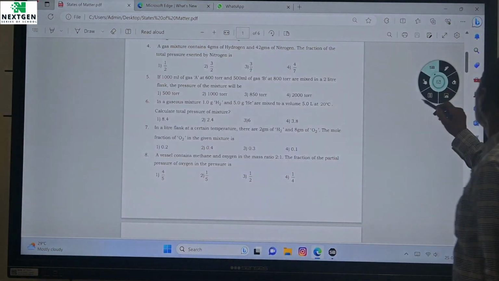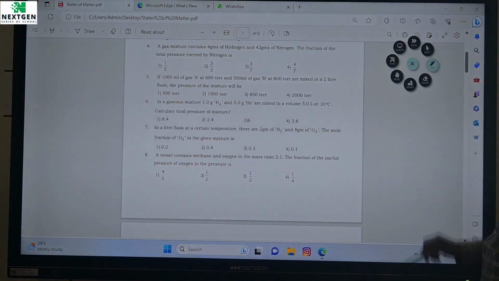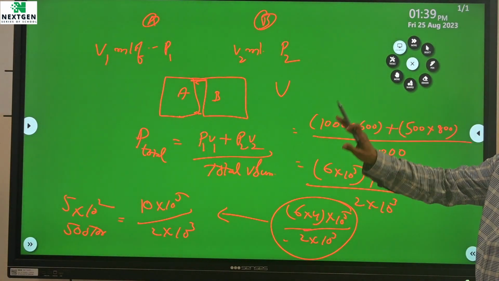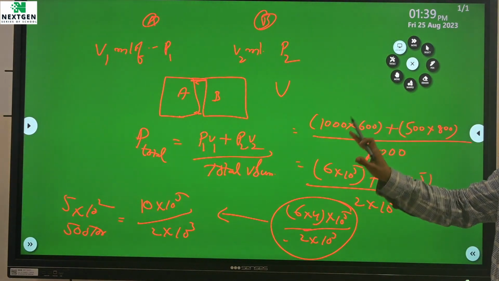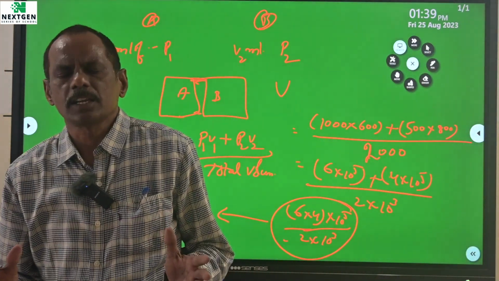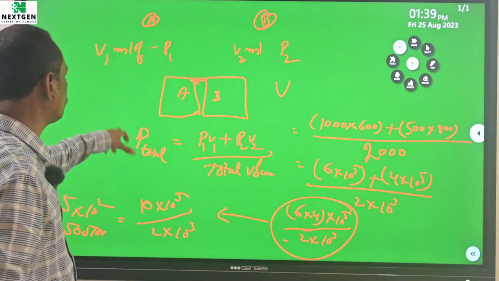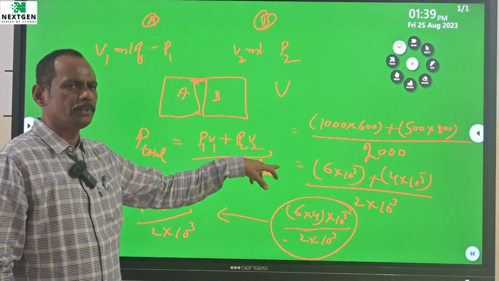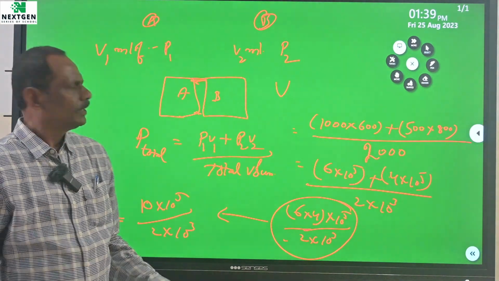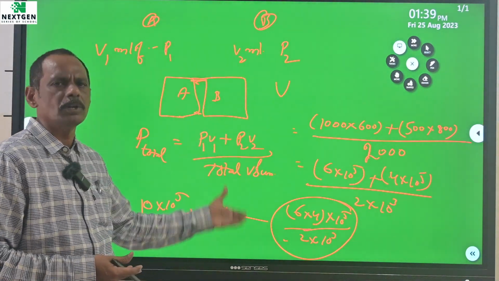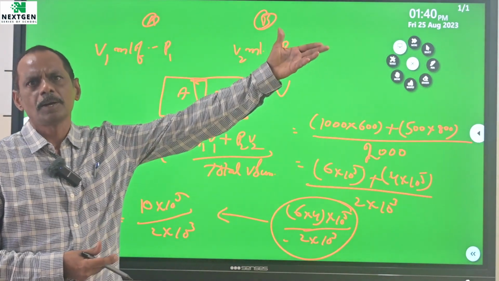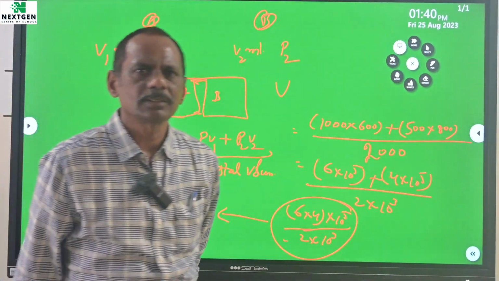So again, the formula: if two gases of different volumes and different pressures are mixed, then the pressure of the gas mixture is equal to P1 V1 plus P2 V2 by total volume. Or if more than two gases are mixed together, then P1 V1 plus P2 V2 plus P3 V3 plus P4 V4 and so on, Pn Vn, by the total volume. That's all.